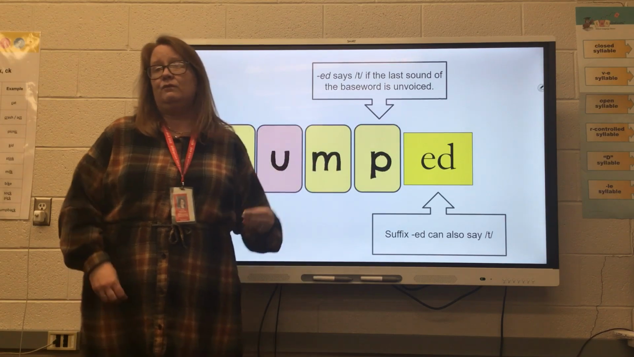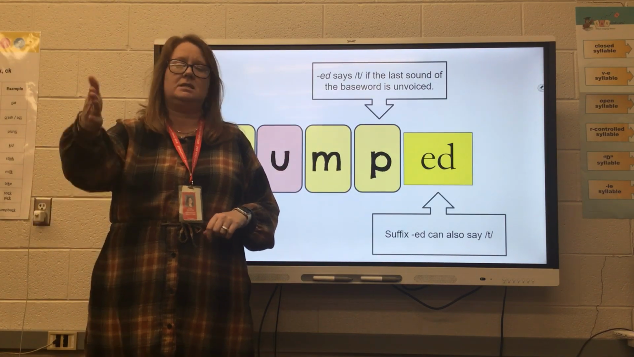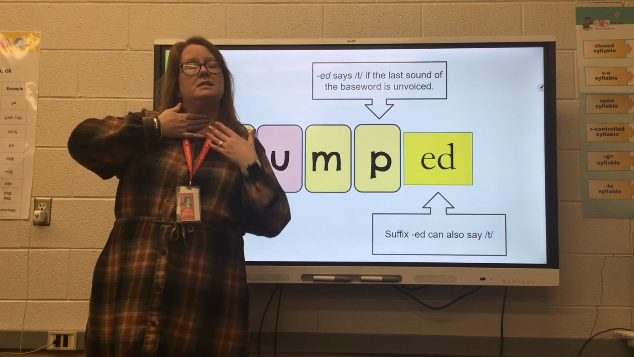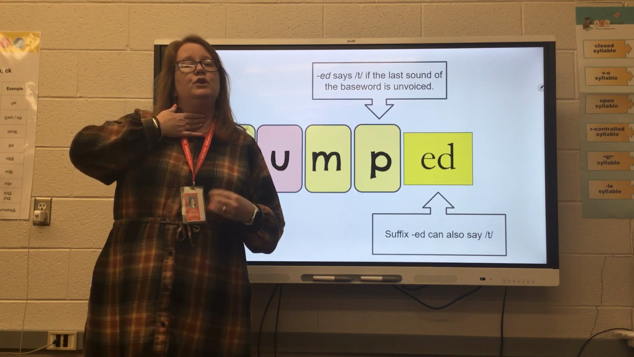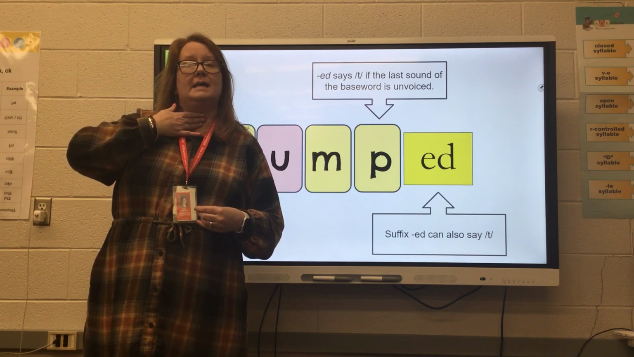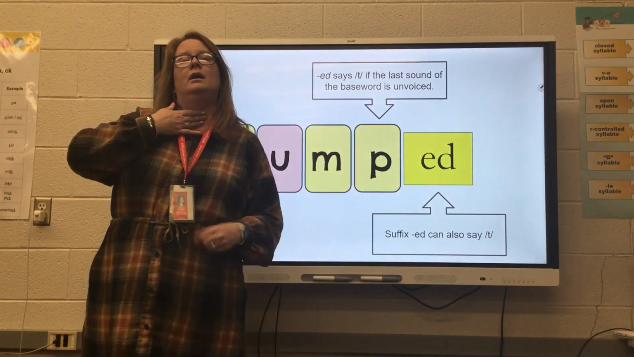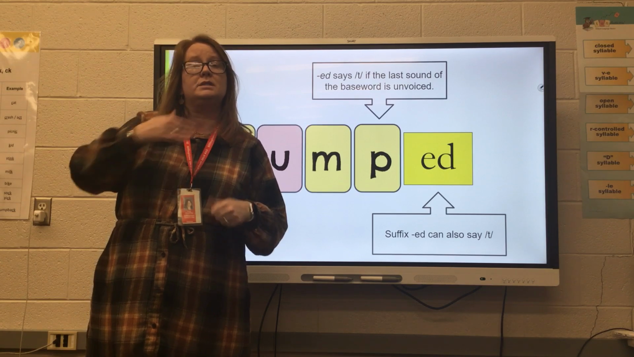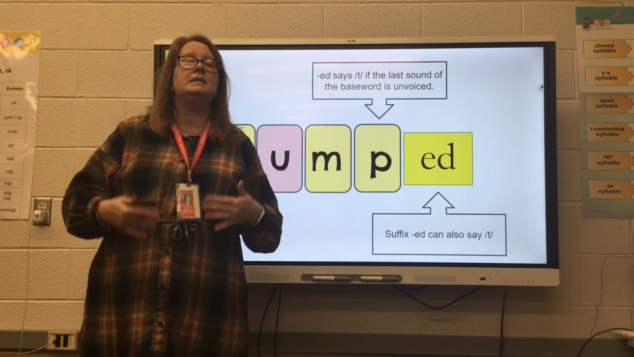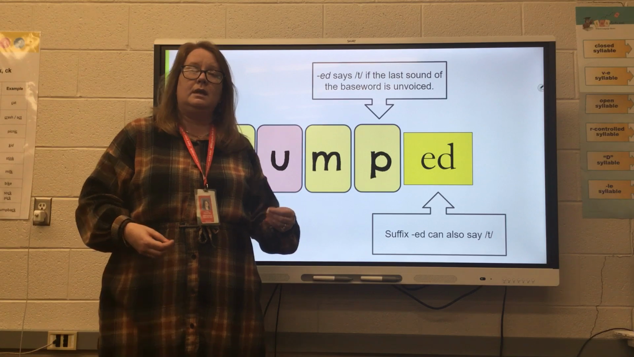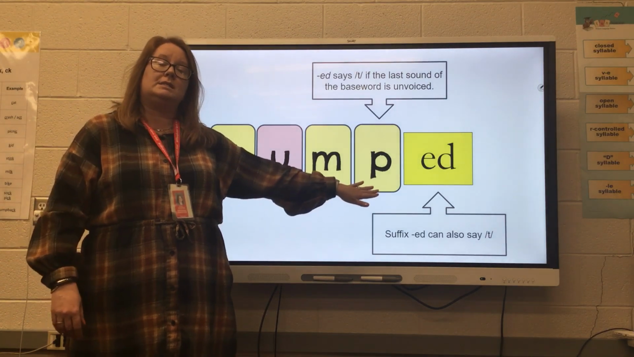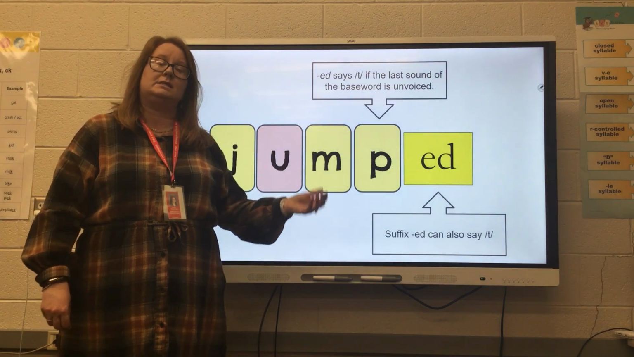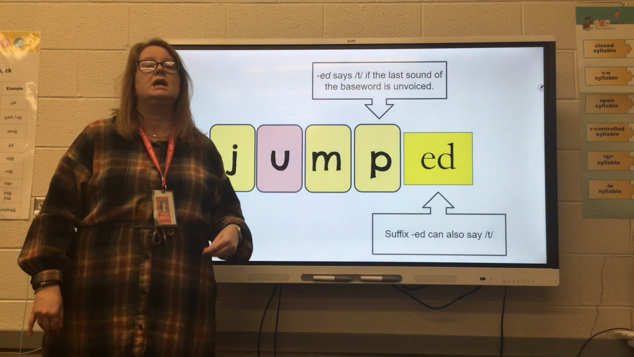Now, if you don't know what unvoiced sounds are, I want you to take your hand and put it right here on the front of your neck, and this is touching your vocal cords. If you make the p sound, you won't feel any vibration from your vocal cords because p is an unvoiced sound. If a word ends with an unvoiced sound, then we use the unvoiced sound for ed, which is t.